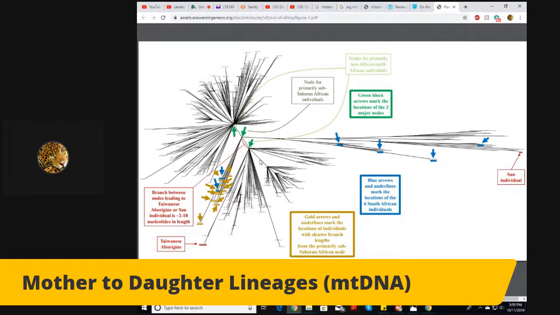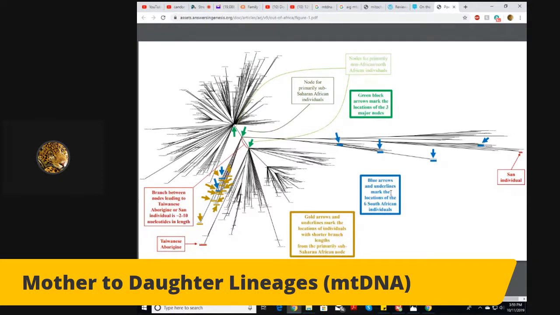So the green block arrows mark the locations of the three major nodes, which would be the three wives of the three sons of Noah. Branches between nodes leading to Taiwanese, Aborigines, or San individual is whatever in length, nucleotides in length. Taiwanese, Aborigine, that would be indigenous person. Gold arrows mark and other lines mark the locations of the individuals with shorter branch lengths from the primary sub-Saharan African node. Okay, we know that.